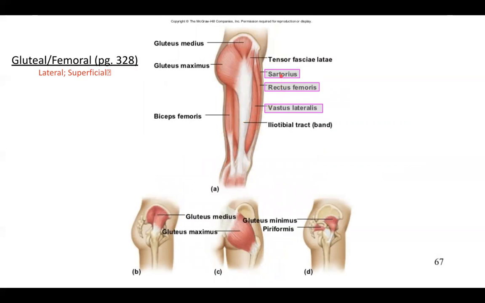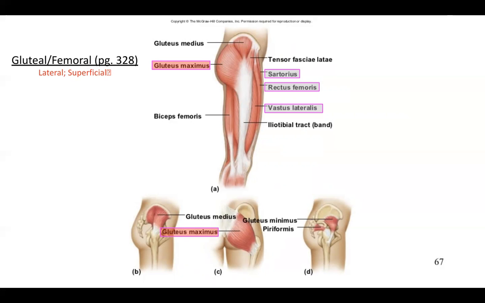All right, so we've seen the sartorius, rectus femoris, and vastus lateralis. This is just a lateral view. Now we're going to be looking at the glutes. So the most prominent one is the gluteus maximus. The gluteus maximus has its origin in the sacrum, coccyx, and the coxa, so towards the center of your body here. And then it will come down and insert into your femur.